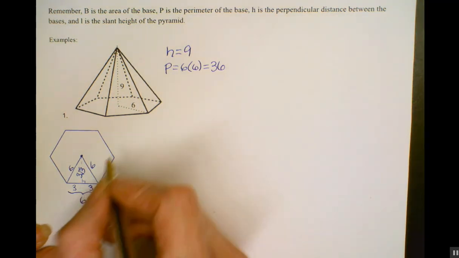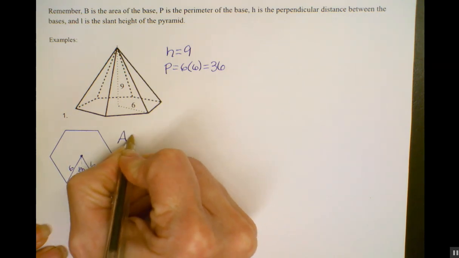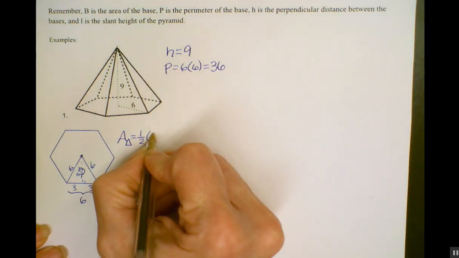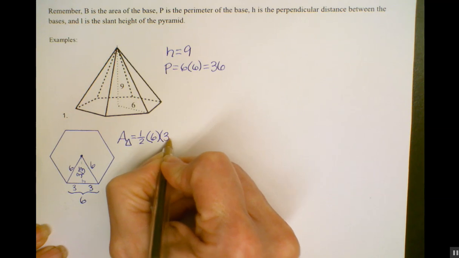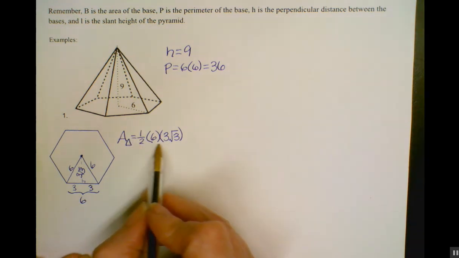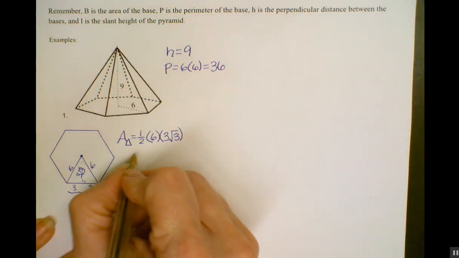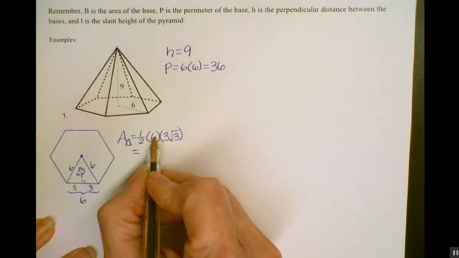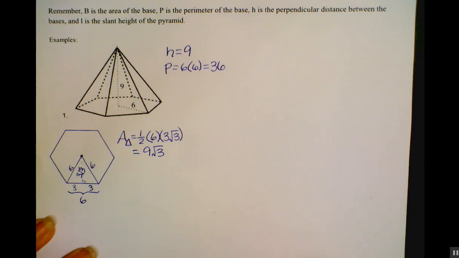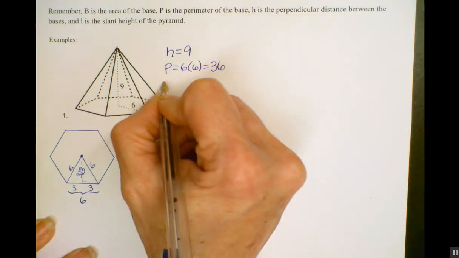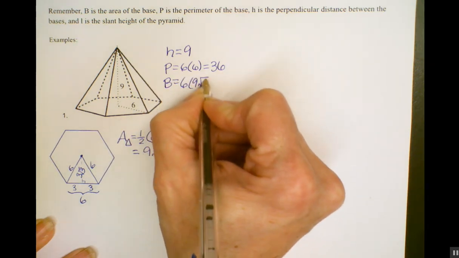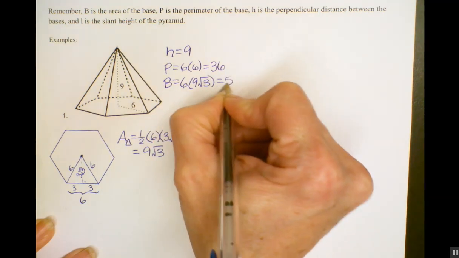All right, let's find the area of the triangle. The area of the triangle is 1/2 times the base of the equilateral triangle, the entire side there is 6, times the height of the triangle, 3 square root 3. As we've done before, we'll multiply these values that are the rational values out, and we'll keep the square root of 3 as part of our product. So 1/2 of 6 is 3, times 3 is 9, square root 3 for the area of the triangle. The area of the base, capital B, is 6 of those triangles, so 6 times 9 square root 3 gives us a value of 54 square root 3.